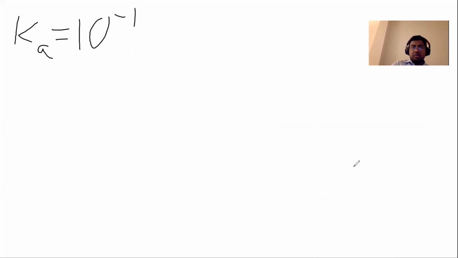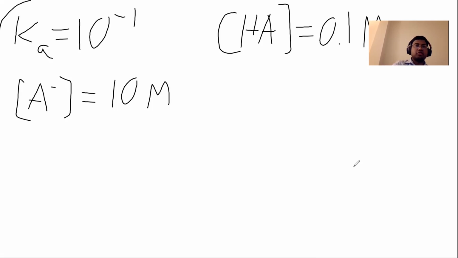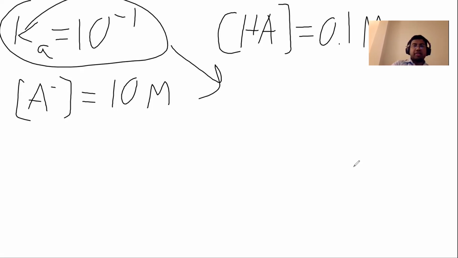Okay, so let's look at our values here. We've got Ka equals 10 to the -1. And then we've got concentration of HA equals 0.1 molar. And then you have concentration of A minus equals 10 molar. So we can first do what we did before and convert that Ka into a pKa of 1.